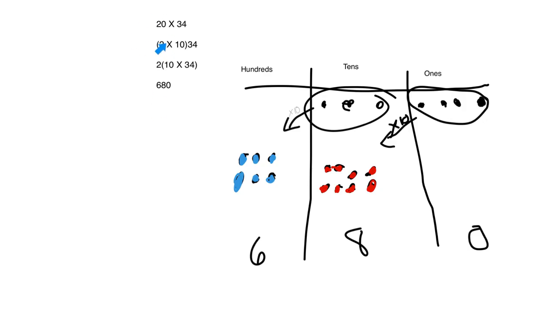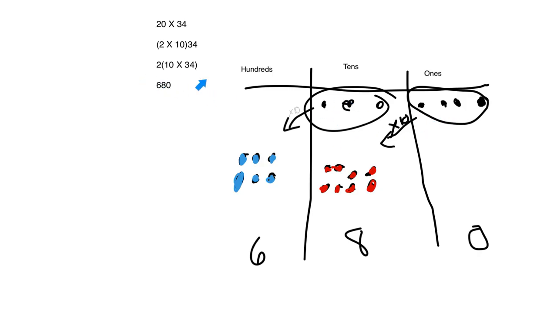Hi friends, our first question is going to be 20 times 34, so we can use the associative property to make it a little bit easier. So we can go 2 times 10 times 34. First of all, we're going to do 10 times 34. So we're going to place 34 into the place value chart. So we have 3 tens and 4 ones.